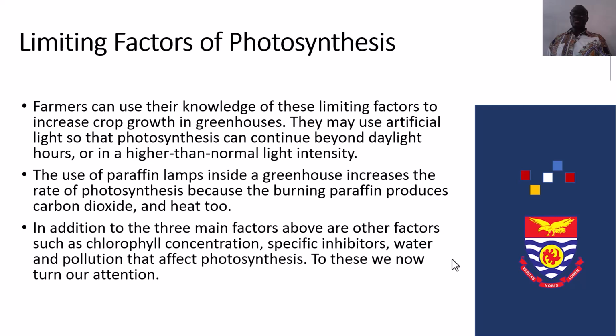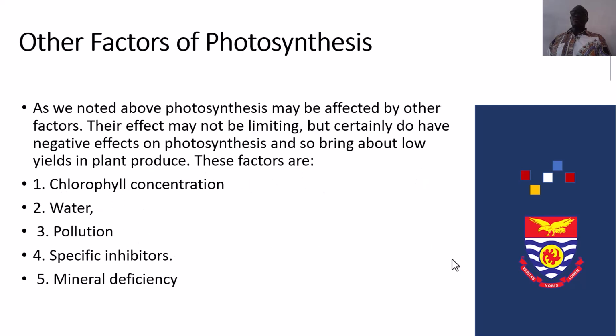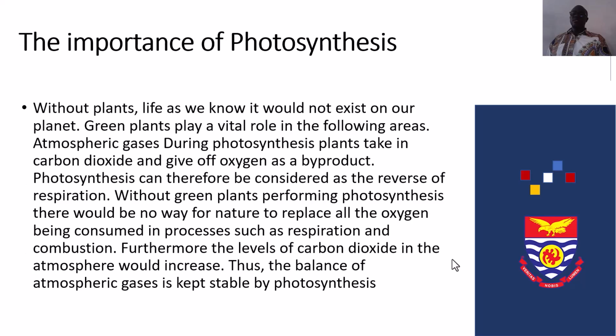In addition to the three main factors above, there are other factors such as chlorophyll concentration, specific inhibitors, water and pollution that affect photosynthesis. To these we now turn our attention. As we noted above, photosynthesis may be affected by other factors. Their effects may not be limiting, but certainly do have a negative effect on photosynthesis and so bring about low yields in plant produce. These factors are chlorophyll concentration, water, pollution, specific inhibitors, and mineral deficiency.